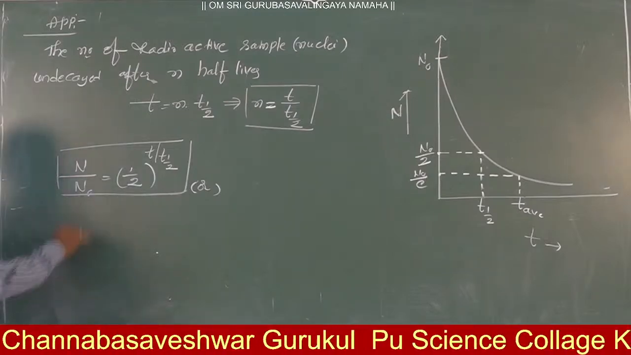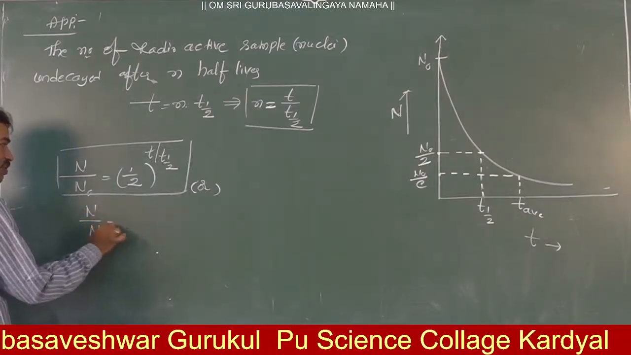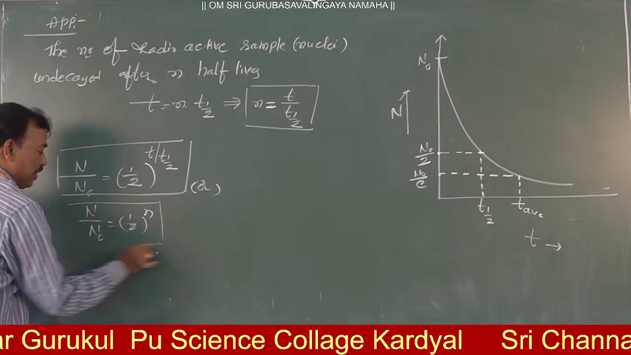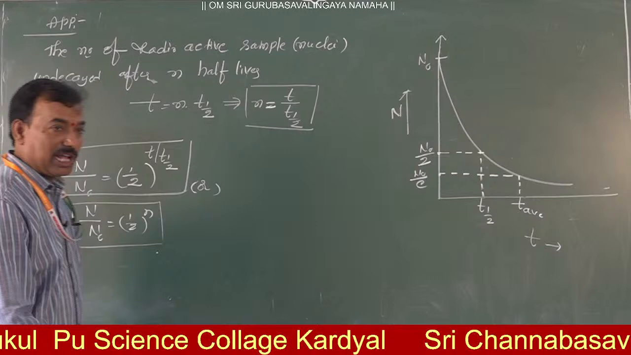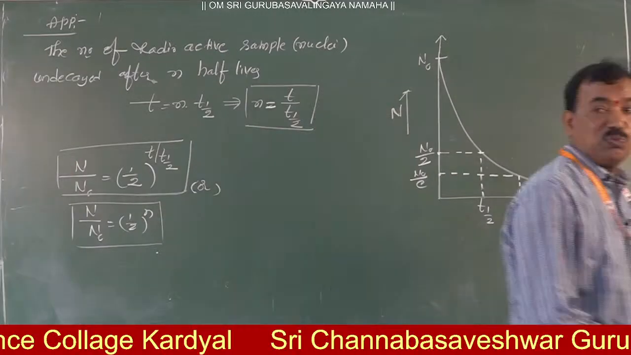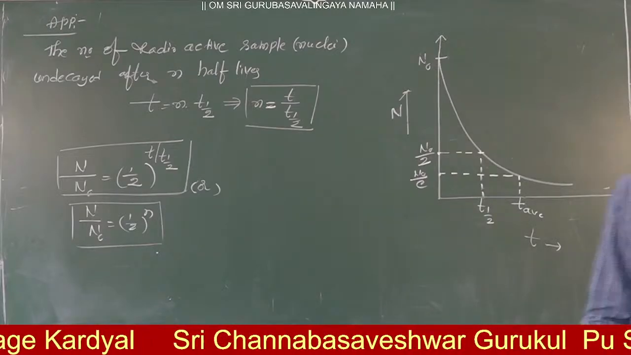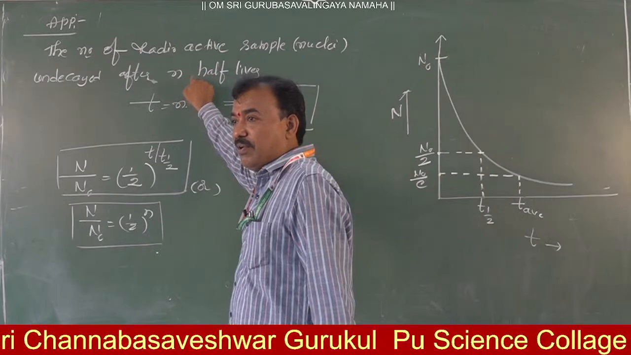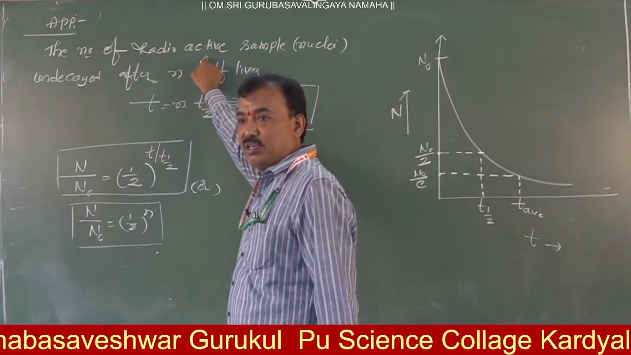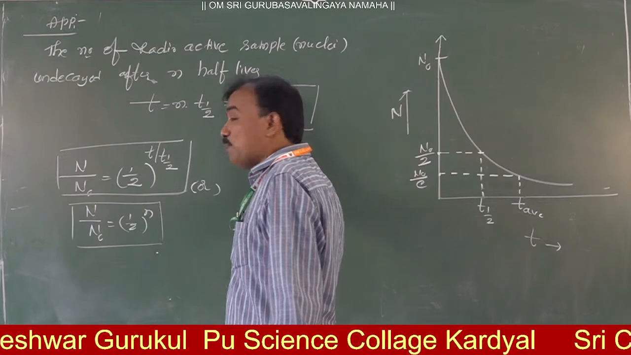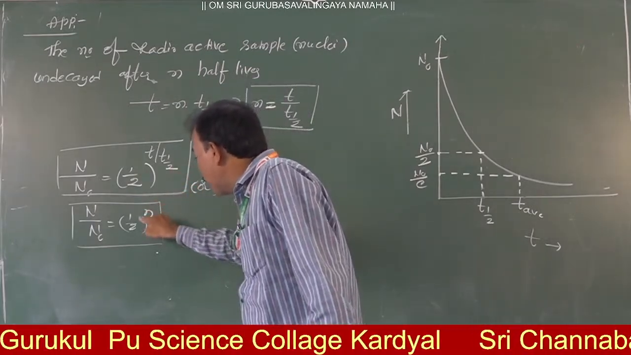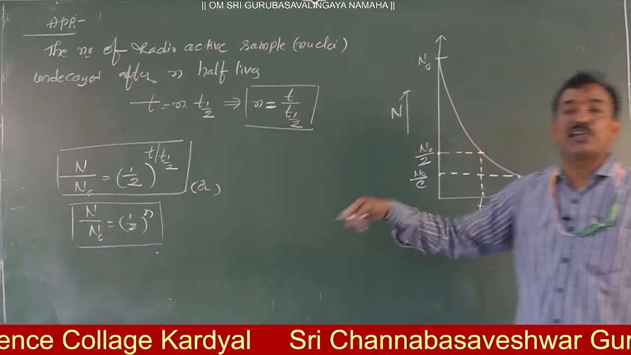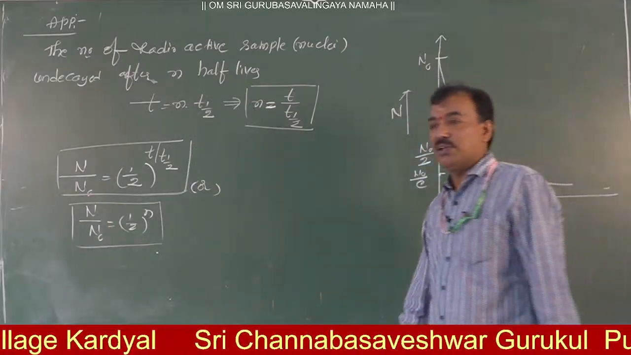Again, next one more equation: N by N0 is equal to 1 by 2 to the power of small n. Don't get confused, one is capital N, the second one is small n. Small n is nothing but the number of half lives, so n is equal to t by t half. Capital N is the number of nuclei undecayed. Don't get confused.